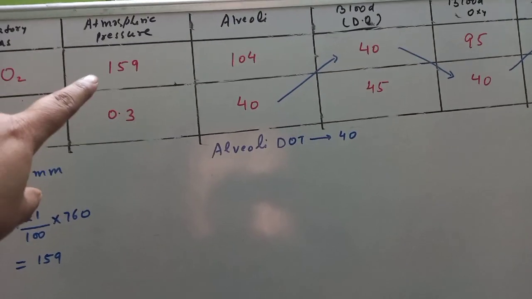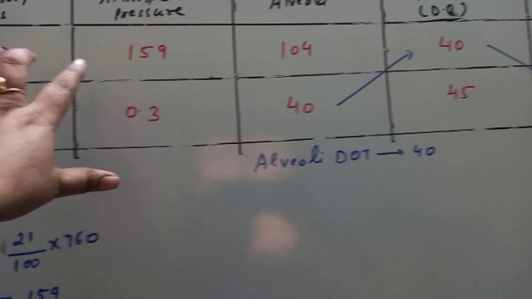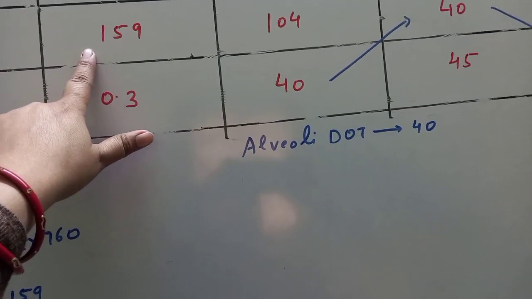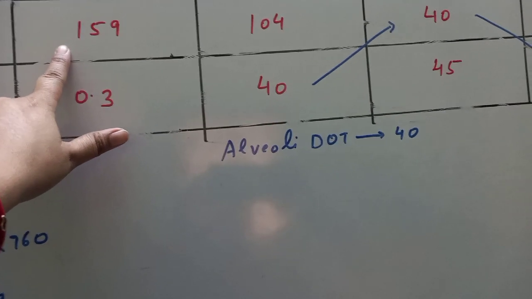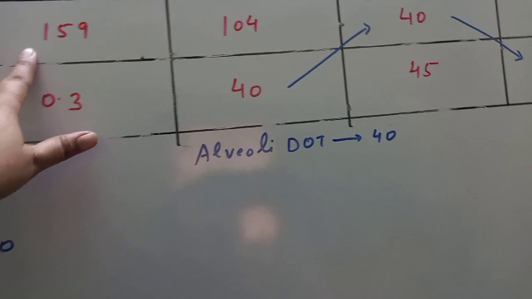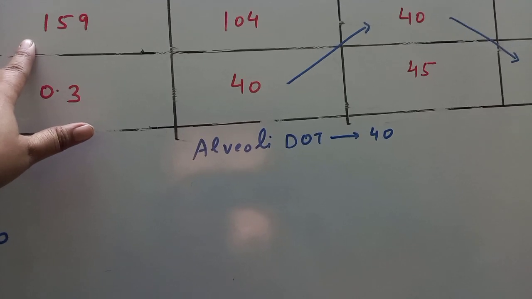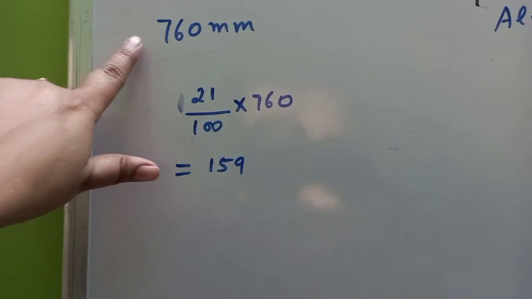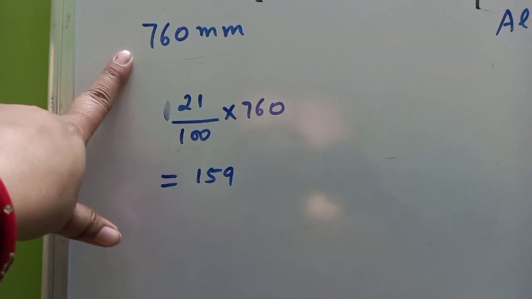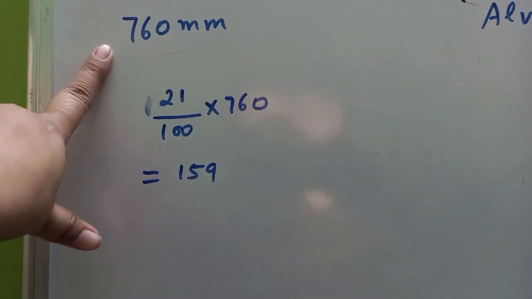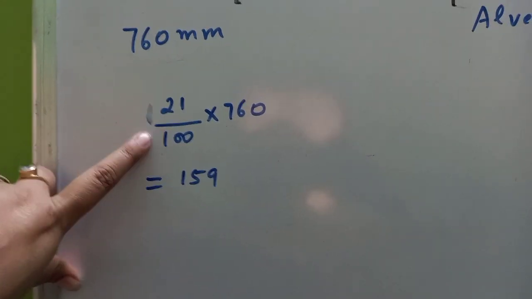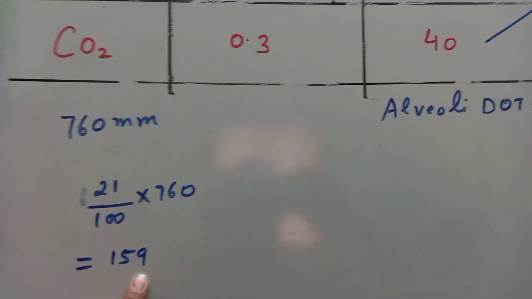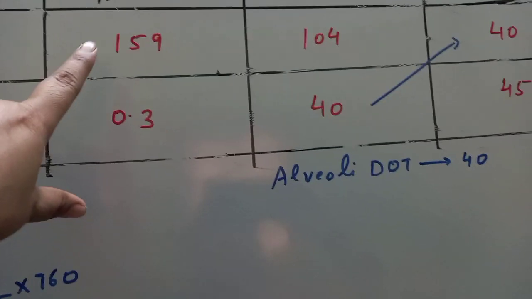So you'll see that the partial pressure of oxygen in the atmosphere is about 159. As you know, its percentage is 21%, and for that we have to count like this: 21%, and in the atmosphere the total partial pressure of gas is 760. It is standard. So 21 upon 100 into 760 will give 159.6 approximately. So we'll take 159 as the partial pressure of oxygen.